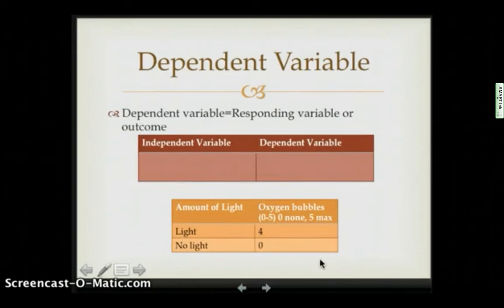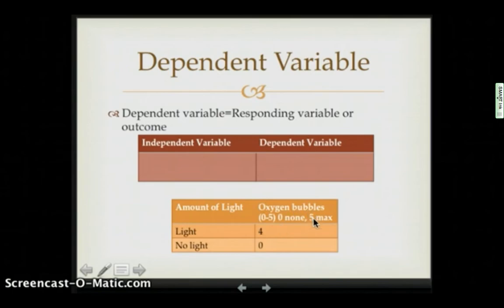The next part to talk about is the dependent variable. The dependent variable is the responding variable or the outcome of the experiment. So what happens after you're done with your experiment? What is the data that you're collecting? Oftentimes when we collect data, we'll collect it in a table. You can see here a sample table with independent variable in one column and dependent variable in another. From the experiment you saw in the beginning, it would be amount of light as the independent variable, so light versus no light. So our experimental group and our control group are listed.